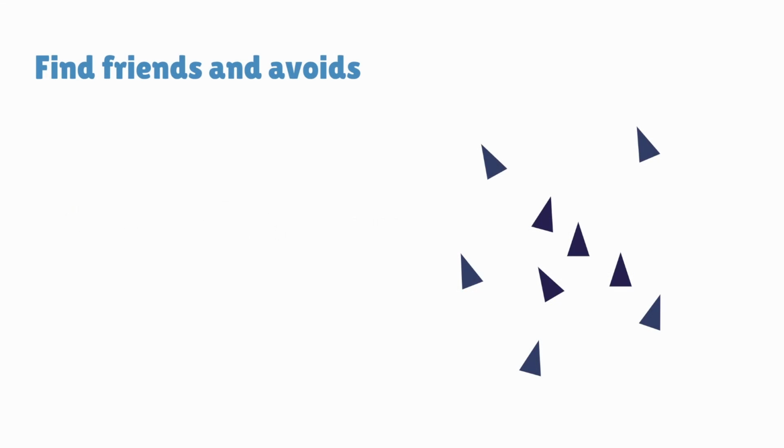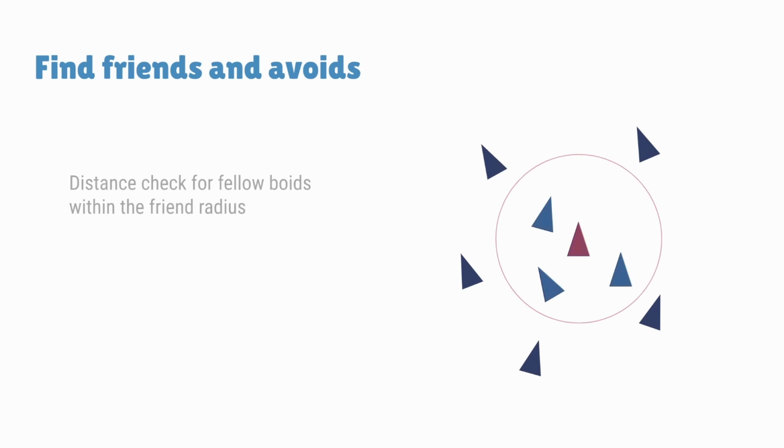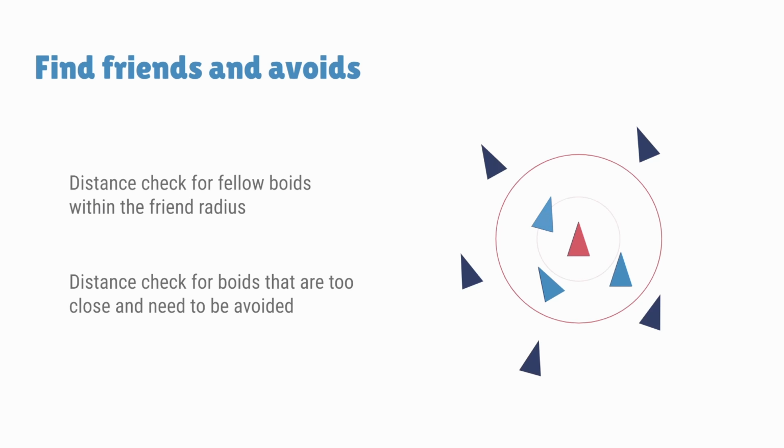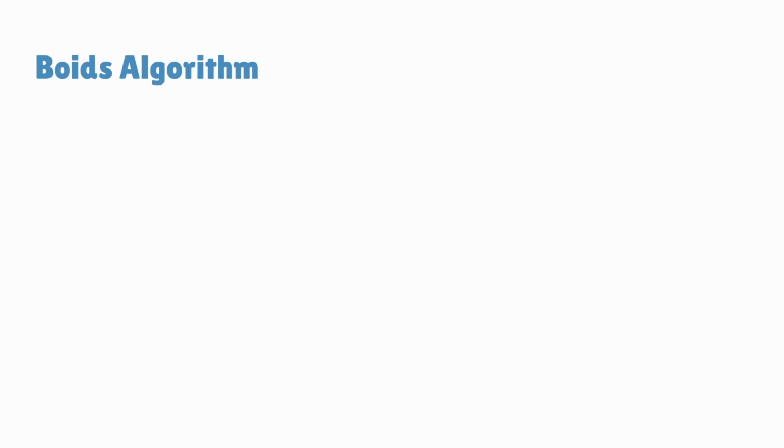So the Boids algorithm. The first step is you find the friends, so the Boids that are within your sight radius, and then within that you do a closer check to find which Boids you want to avoid. And there will be a link in the description. If you search for Boids on the internet, you'll find all sorts of information about this, so I'm not going to go into too much more detail than the high level.